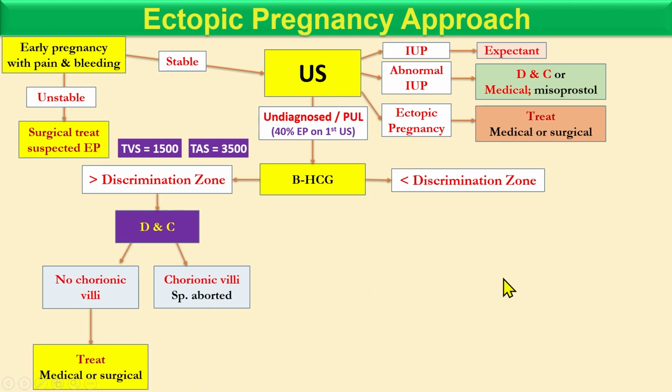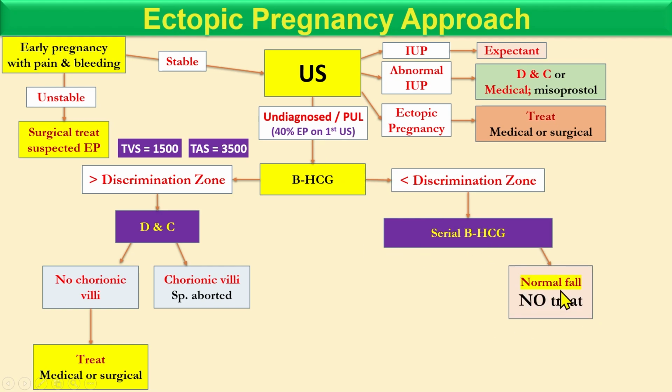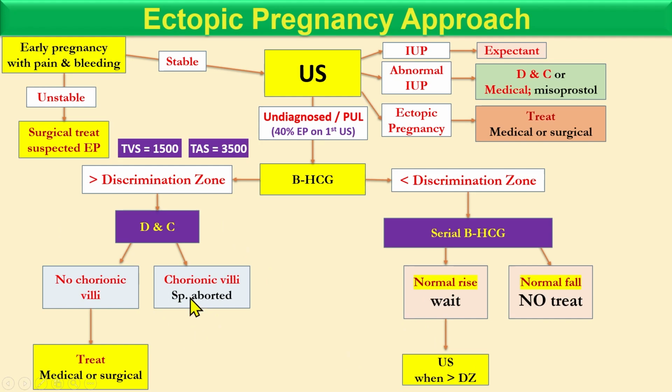Okay. If the beta HCG is less than the discrimination zone, you should follow the beta HCG and compare it with the previous one. What is happening? If it's a normal fall, then it means no treatment needed. Okay. If it's a normal rise, then wait until it reaches the discrimination zone. Okay, then you confirm your diagnosis and go for what is needed.